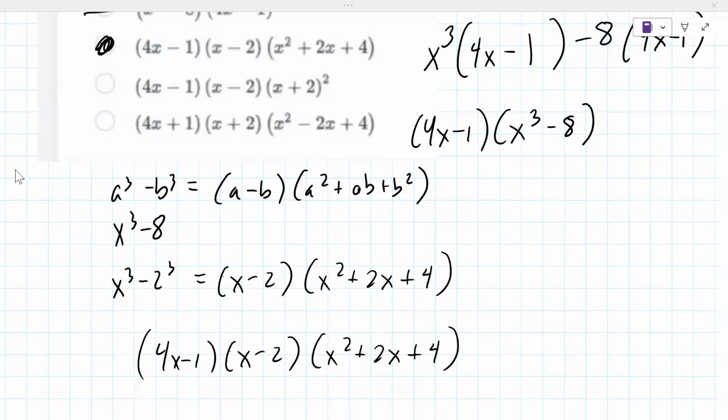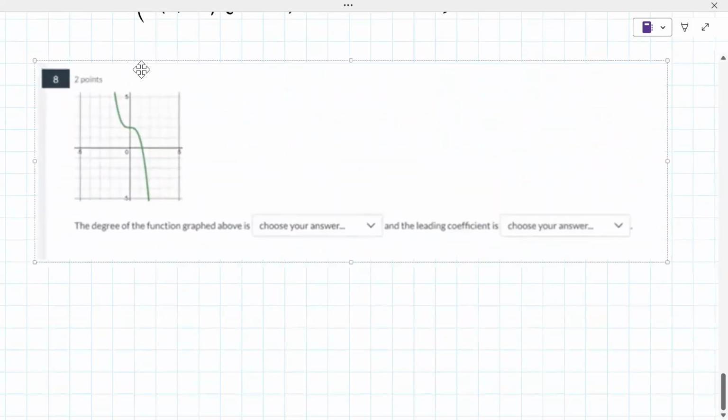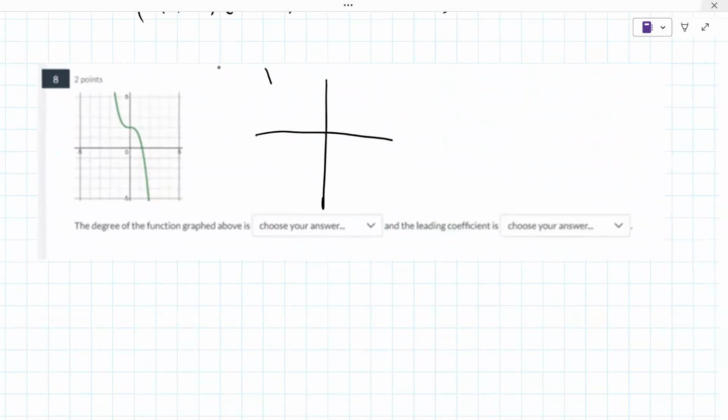All right, so number 8 here, the question is asking you to determine the degree of the polynomial. So one of those that we graphed earlier, it starts high and ends low, which means it's odd. I don't know what the drop downs are. It's even or odd on the first one.